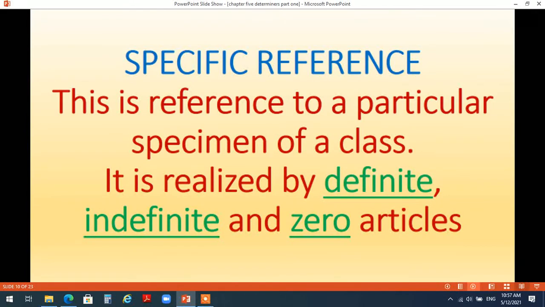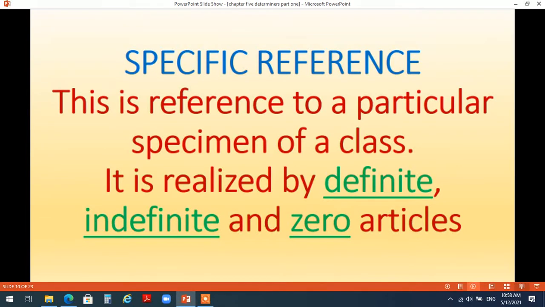Now we start with specific reference، أي حين تكون الإشارة إلى شيء محدد. This is reference to a particular specimen of a class، معناها نحن نشير إلى عينة محددة من فئة كاملة. It is realized by either definite, indefinite and zero articles، يعني ممكن أن نستخدم أداة التعريف المحددة definite article، أو أن نستخدم أداة التعريف غير المحددة indefinite article، وحتى أحيانا ممكن أن نستخدم الزيرو article للدلالة على الإشارة المحددة.